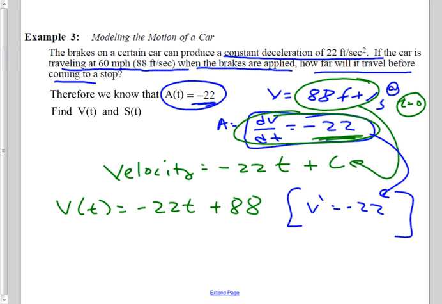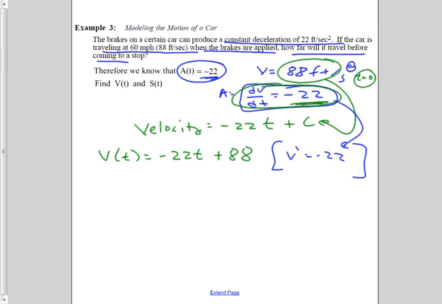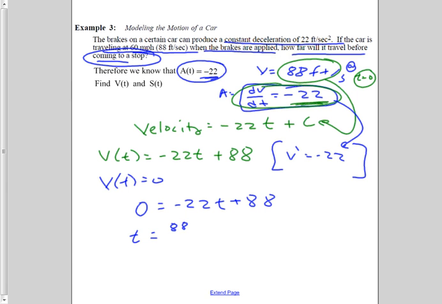So that's the velocity. How long will it take when it comes to a stop? When it comes to a stop, the velocity is going to be 0. So when does the velocity equal 0? That's going to happen when my velocity equation equals 0, or when t equals 88 over 22, which equals 4. So after 4 seconds. So what we want to know is how far will it travel in 4 seconds?